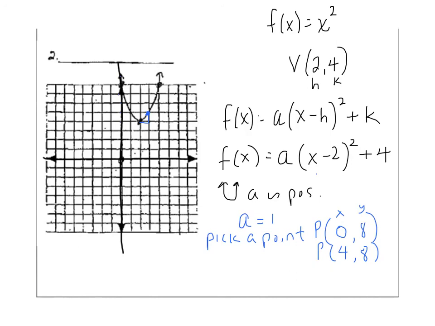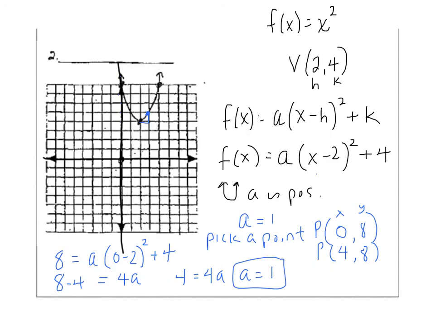When we do that on here, we would have 8 is equal to a times 0 minus 2 quantity squared plus 4. This would be 8 minus 4, and this is negative 2 squared, which is 4a. So I have 4 equals 4a, a equals 1, and we're back to where we were. So the actual equation for this would be f of x is equal to 1, x minus 2 quantity squared plus 4.